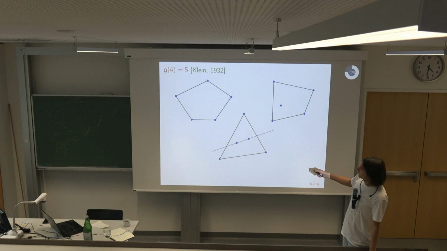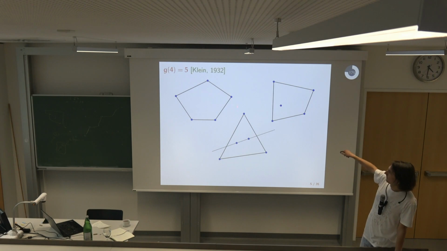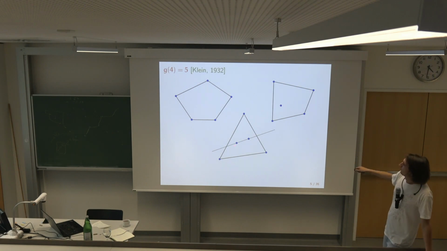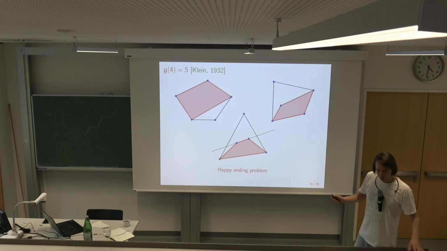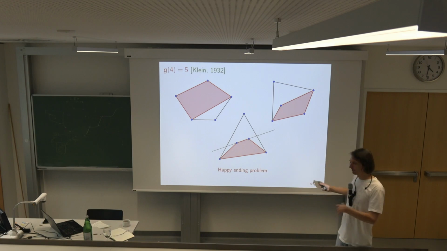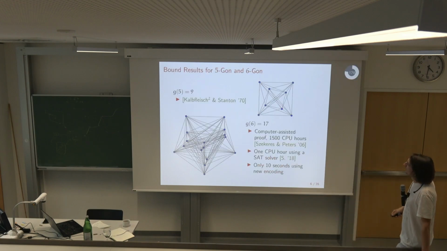And G of 4 is 5, because if you have 5 points in the plane, you will have either 5 points on the convex hull or 4 points on the convex hull. In both cases, you are done. And if you have 2 points in the interior and only a triangle on the hull, you will see a 4-gon here. And interestingly, here you can even take this 4-gon and it's empty. So just for later, I will not go into this now.